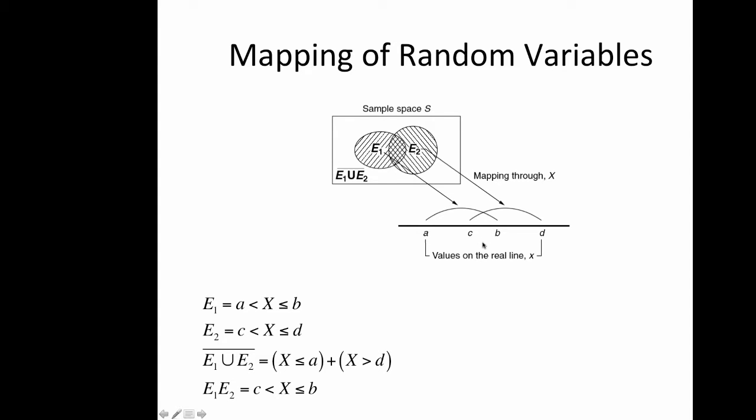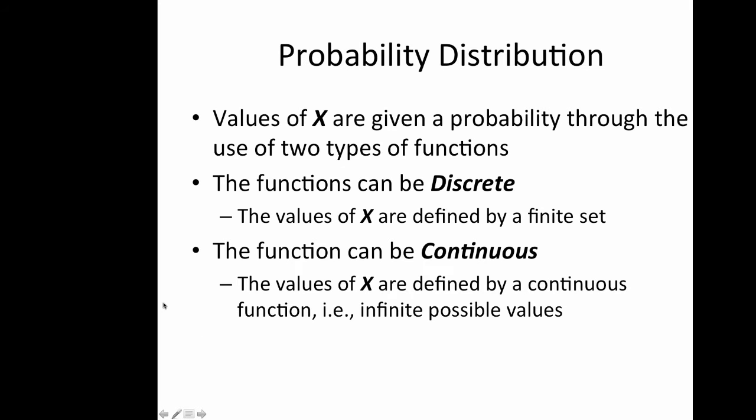Now in order to describe what the values of X are going to be, we assign them a probability. Values of X are given a probability through the use of two types of functions. The functions can be discrete, and this is where the values of X, our random variable, are defined by a set of finite values. So they're discrete values. Let's say they're 1, 2, 3, 4, 5. That set of 1 through 5 is a discrete set.